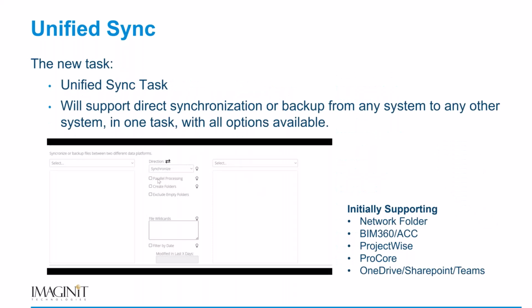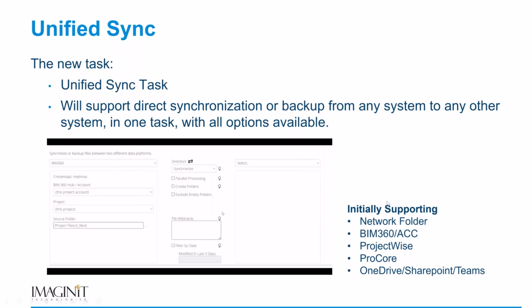So Unified Sync is a new task. You select on the left side what system you're working with, on the right side what system you're working with, and whether you're doing a backup just in one direction or whether you're doing a synchronize in both directions. And depending on what you select, it will make appropriate options available.